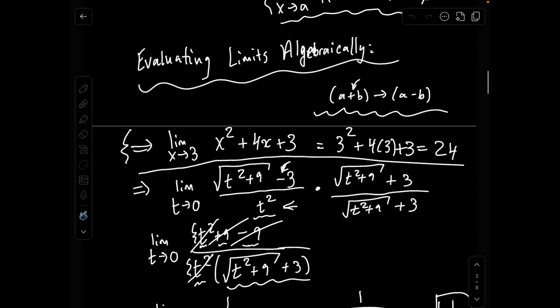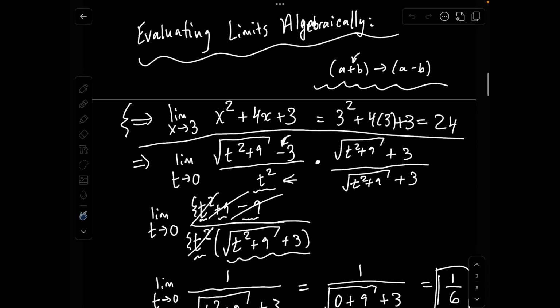Now, let's look at evaluating limits algebraically. There are a lot of techniques to doing this, but let's run through the easiest ones first. If a function is continuous, which means that it has no discontinuities, or there are no issues when you just plug in the value of the limit into the function, then you can just plug in that value. For the top example, the limit as x approaches 3 of x squared plus 4x plus 3, you can just evaluate to 24, since x squared plus 4x plus 3 is a polynomial function.